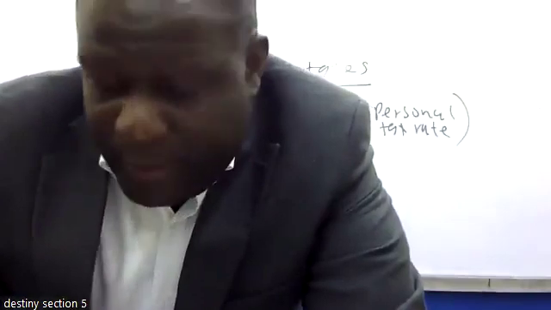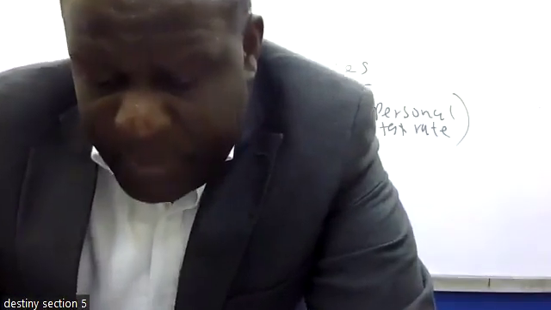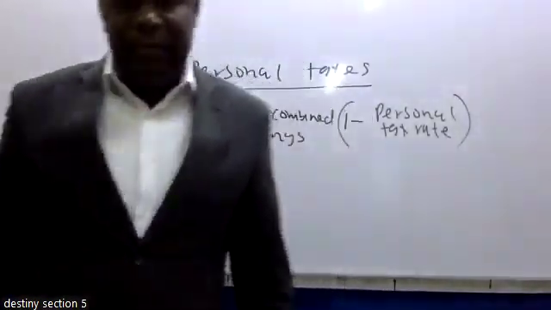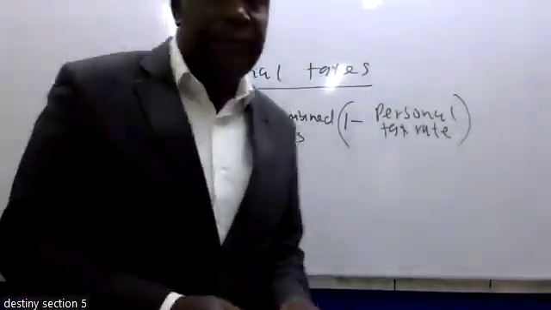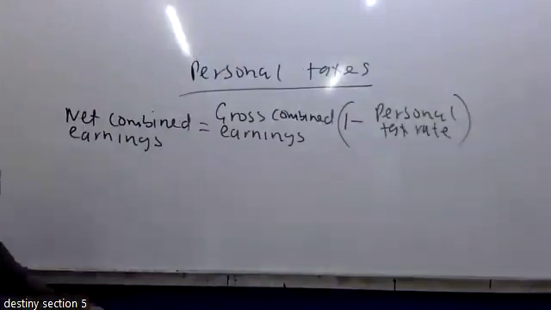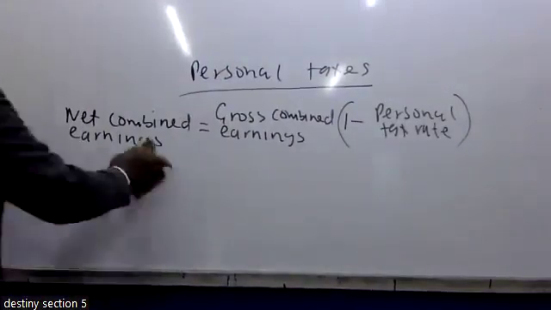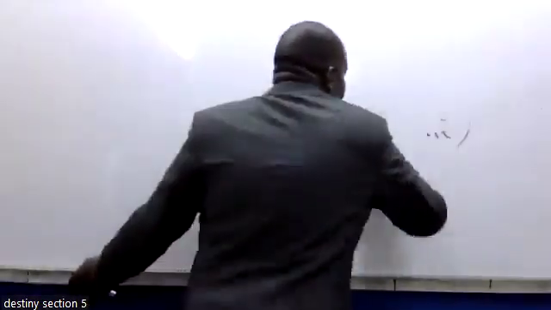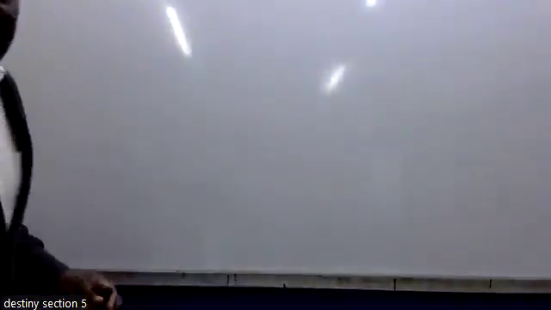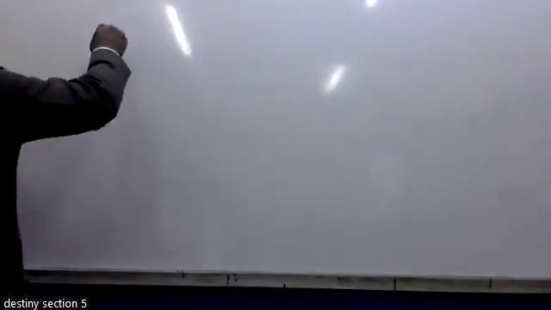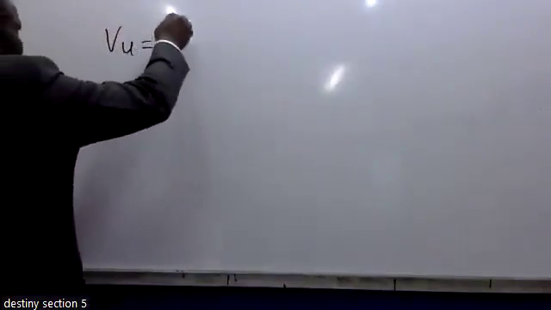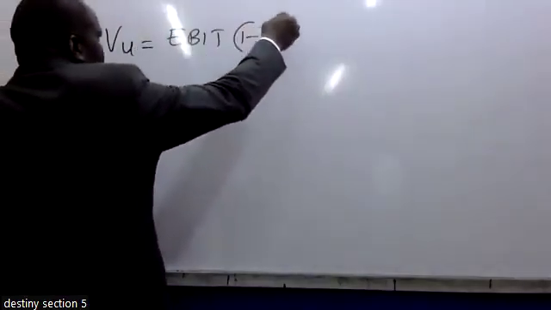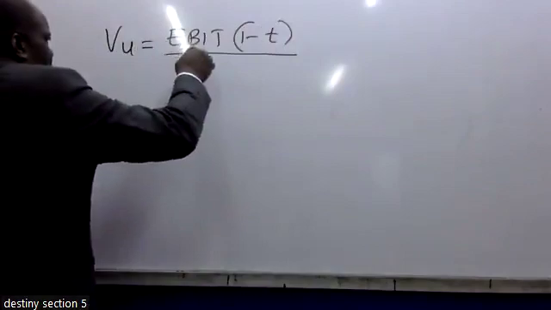The value of the unlevered farm will be expressed as follows. This one we already know, where we are saying the value of unlevered is given by earnings before interest and tax, times 1 minus the corporate tax.